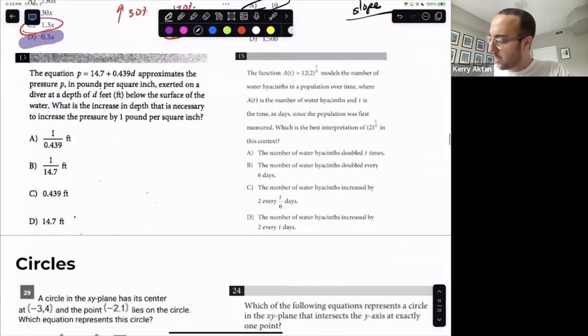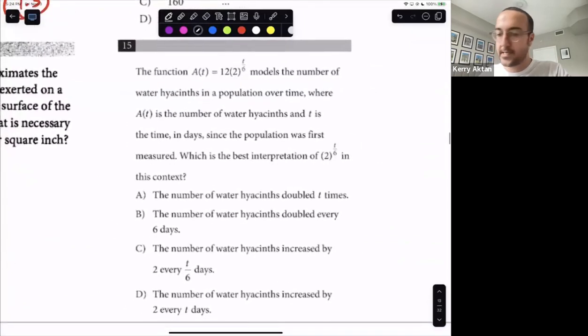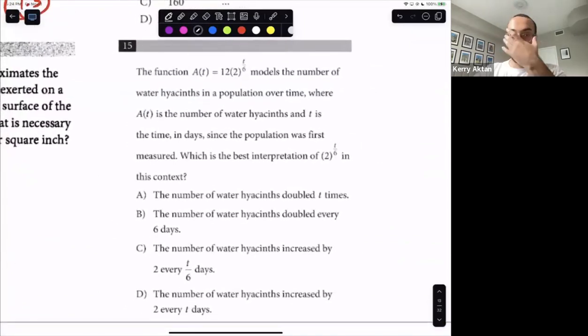Logan, show me what you got on this one, exponential growth and decay. Justin's good at these too. Justin, let me see what you get.